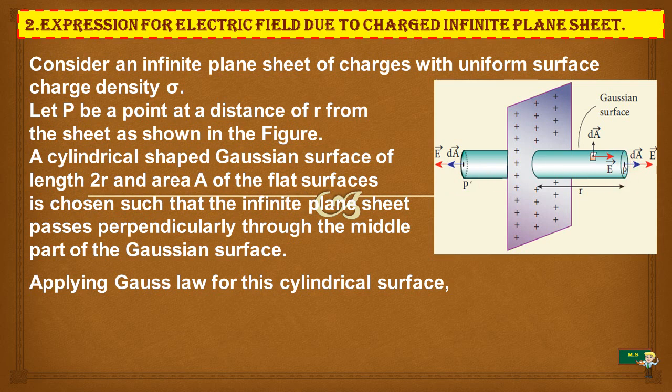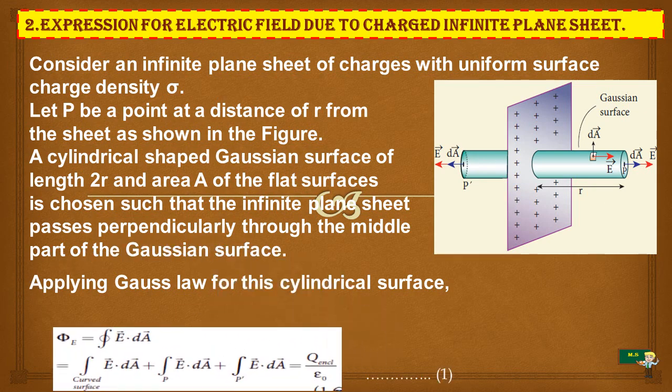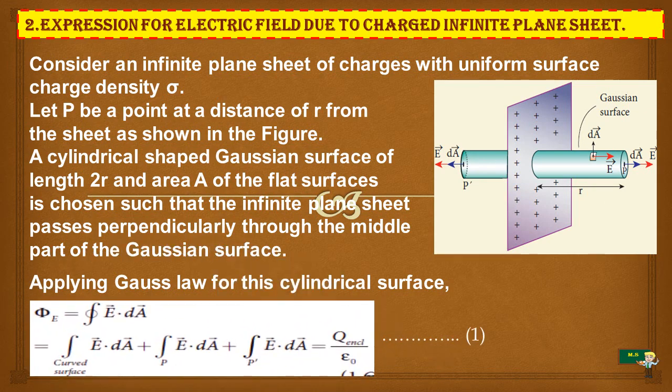Applying Gauss law to the cylindrical surface, we get flux Φ_E equal to closed integral E·dA, which is equal to the integral over the curved surface of E·dA vector plus the integral over P of E·dA vector plus the integral over P dash of E·dA, and all are equal to Q enclosed by ε₀.